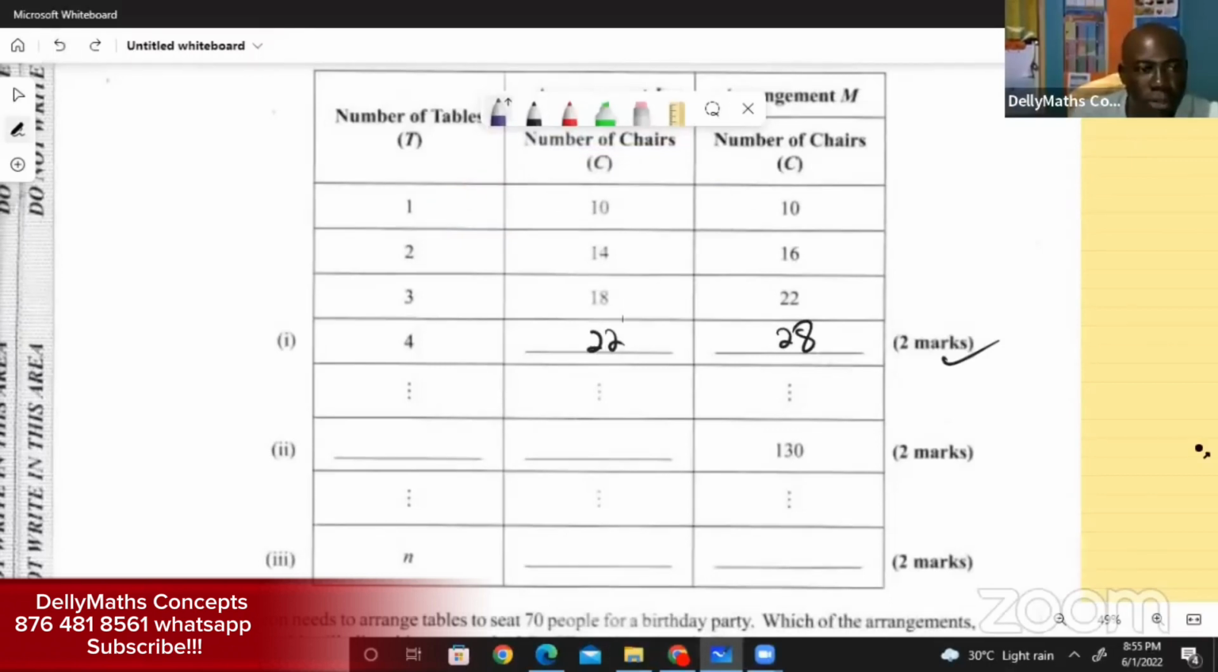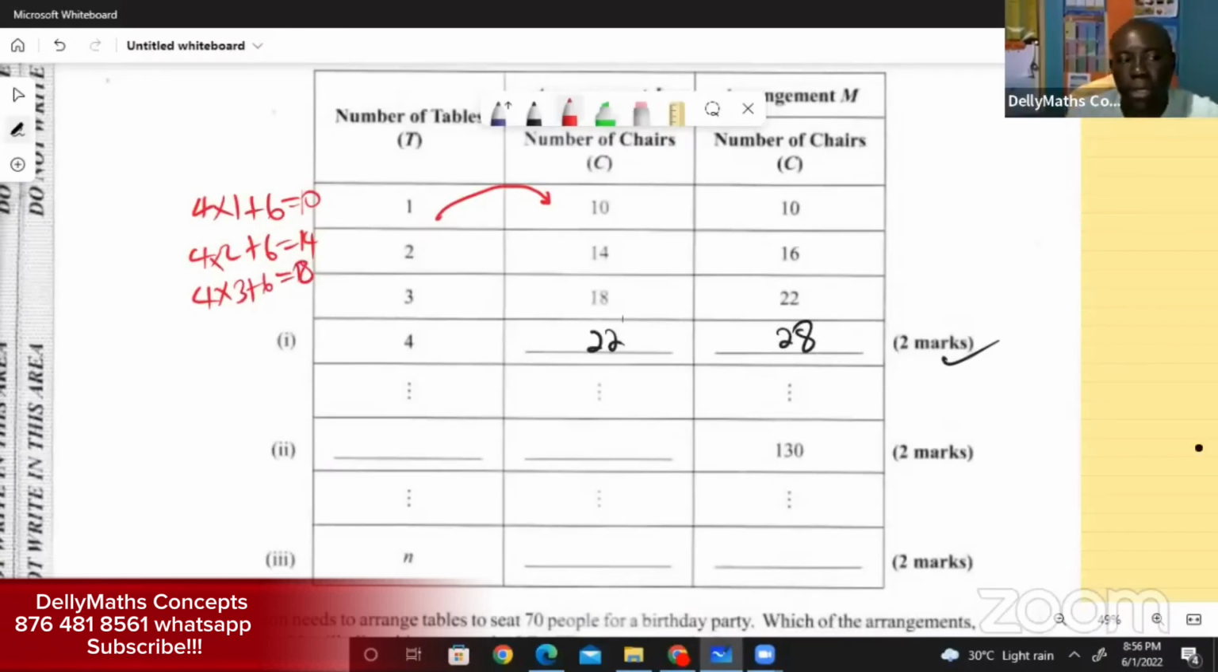So 4 times that plus 6, 4 times that plus 6. So basically, when I look at this, when I move from this column to that column, I am seeing, look at this, I'm seeing 4 times 1 plus 6 give me 10. I'm seeing 4 times 2 plus 6 give me 14. I'm seeing 4 times 3 plus 6 give me 18. So it simply means that the first column is multiplying by 4, and then I add 6 and it takes me to the middle. Yeah.